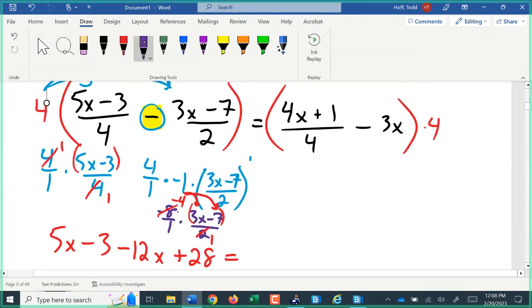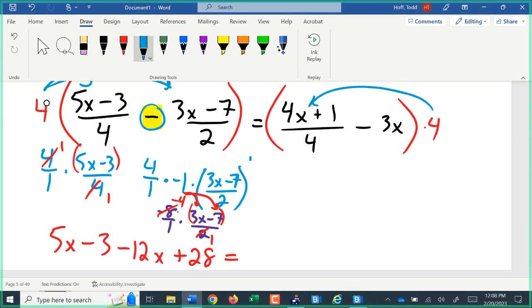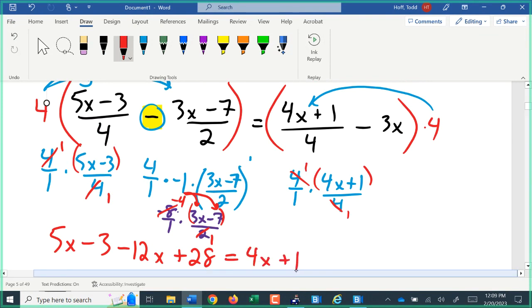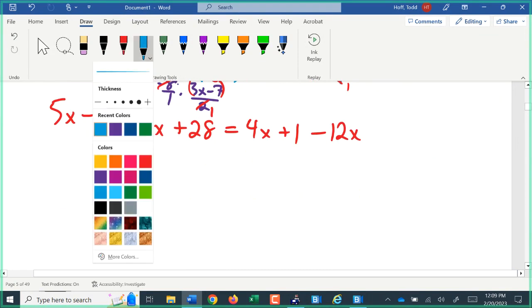On the other side then, we have 4 times 4x plus 1 over 4. So 4 over 1 times 4x plus 1 over 4. Well, here again, the 4's just cross-cancel, giving me 1 and 1. That's just 4x plus 1. And then we have negative 3x times 4x is a negative 12x. So now we're back to solving, working on the equation again.